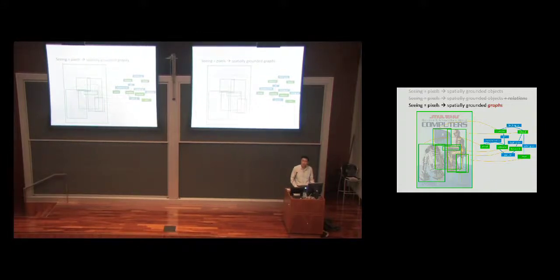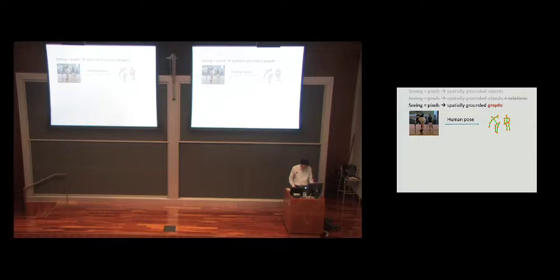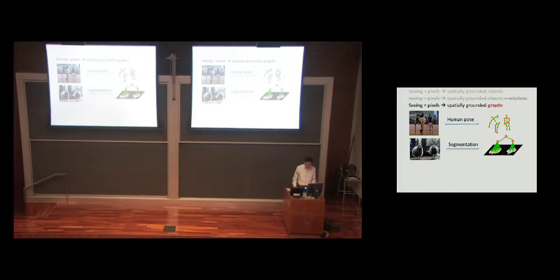So why do I want to address this more general problem? This is because graphs can be used to represent the output of many computer vision tasks. For example, in human pose, we'd like to output a pose graph for each of the persons. And for segmentation, we may like to output a hierarchy of segments where the nodes would represent the segments and the edges of the graph would represent composition relationships. Also in tracking, where we'd like to have a set of trajectories for each of the objects. Here, the nodes will represent the detections in each individual frame. And the edges will represent temporal correspondences.